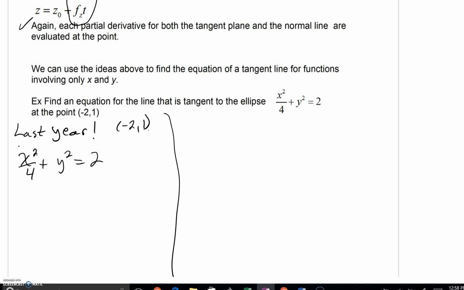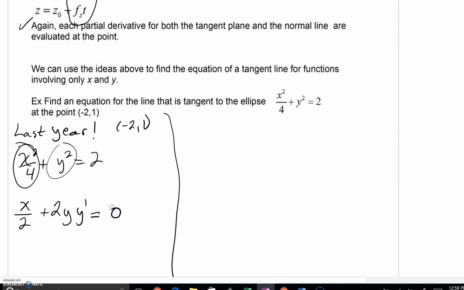Okay, well, we'd have to take our derivatives, and we'll take our derivative of y implicitly. What's the derivative of x squared over 4? 2x over 4, it's just x over 2. How about this thing? Ooh, be careful. What do we get? 2y times dy/dx, or y prime. You could write it either way. You guys are good. You remember that.